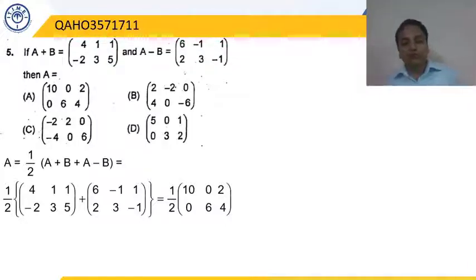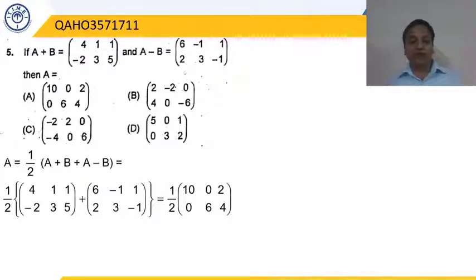First row, third column in the first matrix is 1. First row, third column in the second matrix is again 1. When you add these two values, 1 plus 1 becomes 2. So you get the same element position in the resultant matrix. Now we add the second row elements. Minus 2 plus 2 becomes 0. 3 plus 3 becomes 6. And 5 minus 1 becomes 4.